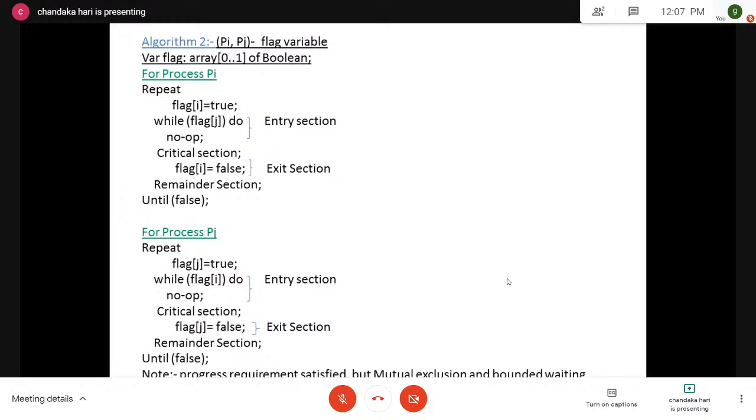Okay, I clearly told that the progress requirement is satisfied. But there is no clear specification of bounded waiting. There is just a practical limit on each and every process allowed into critical section. How many times is each and every process allowed into critical section? No. That's it. So in the exam, only the progress requirement is 100% satisfied, mutual exclusion is partially satisfied. This is the answer for this algorithm.